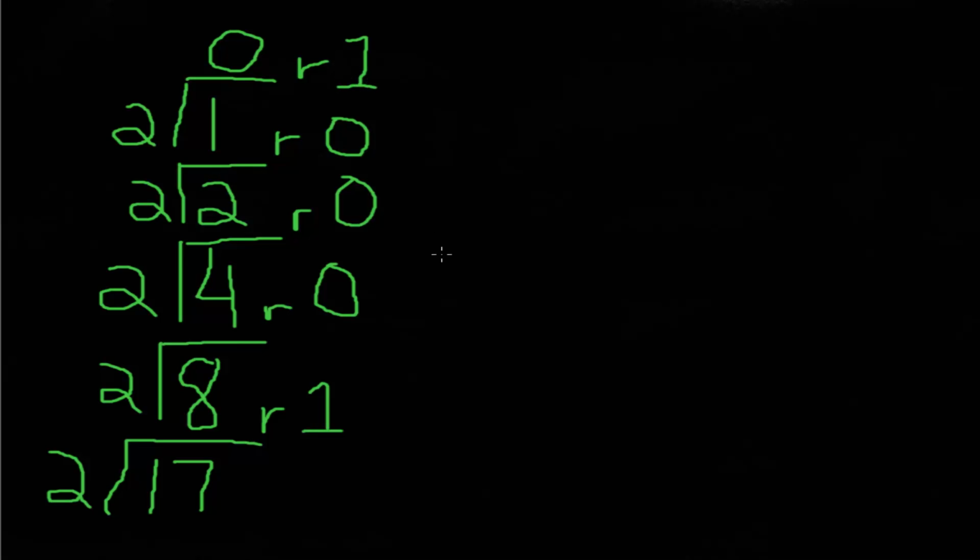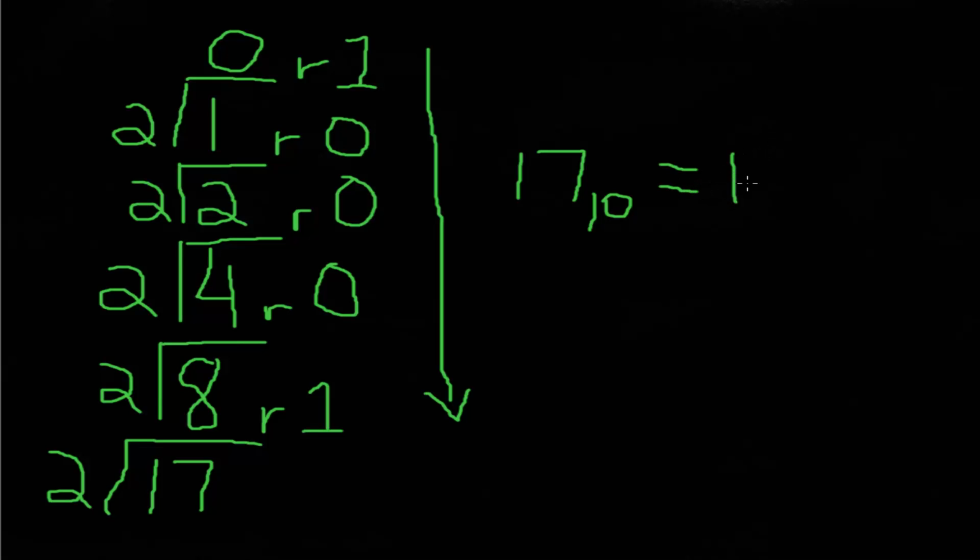Okay. So then what you do is get the remainders and you just read them going down. So 17 base 10, or decimal, equals 1 0 0 0 1 in base 2, or in binary.